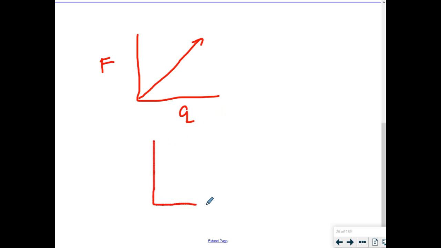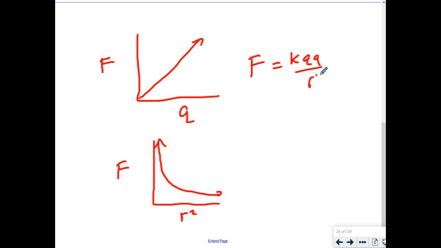The other relationship they understood was that the force had a relationship with the radius squared that was actually a reciprocal relationship. So the more your radius was, the less force you happen to have. And you can kind of see that in how the formula is devised. I'm just going to write it out here. F equals KQ over R squared.